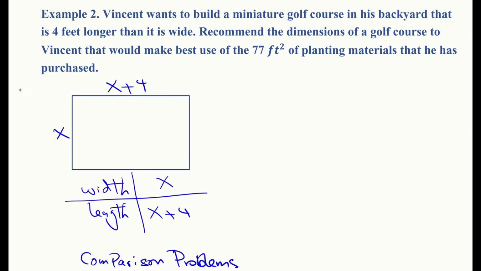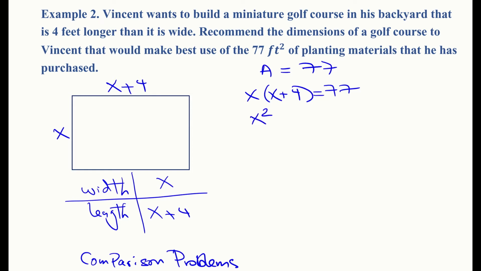So we're going to let the area of the field be 77. And if we replace the area with what it is, notice it's length times width. So we can just write x times x plus 4 or x plus 4 times x, makes no difference. Easier to write the x first. So x times x plus 4 equals 77. So now we're just going to go ahead and simplify and solve.